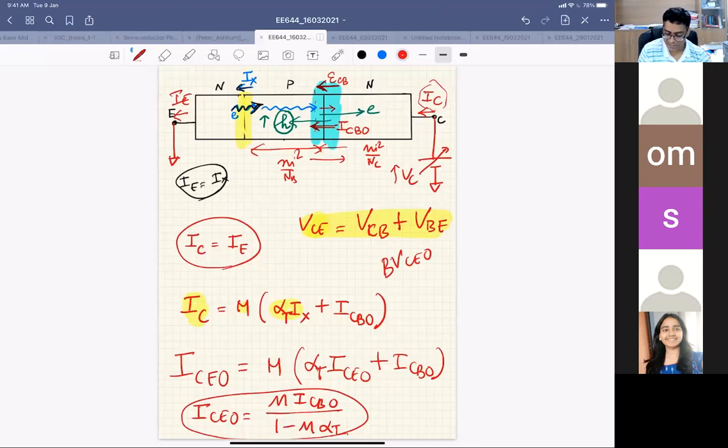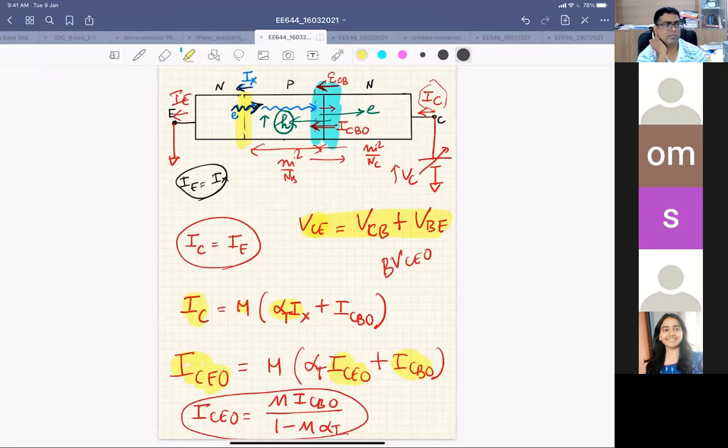So that's why I replace alpha Ix by ICEO here, and my ICBO is still there. The total current is nothing but M times alpha times ICEO plus ICBO. So I could write this equation. Your IC is equal to IE, because there is no base current. So your IC will also become ICEO, and your IE will also become ICEO. So that's why I could write ICEO is M times alpha T times ICEO plus ICBO.